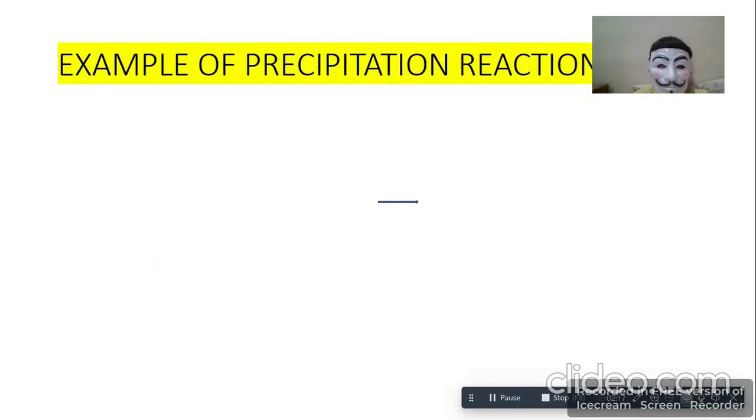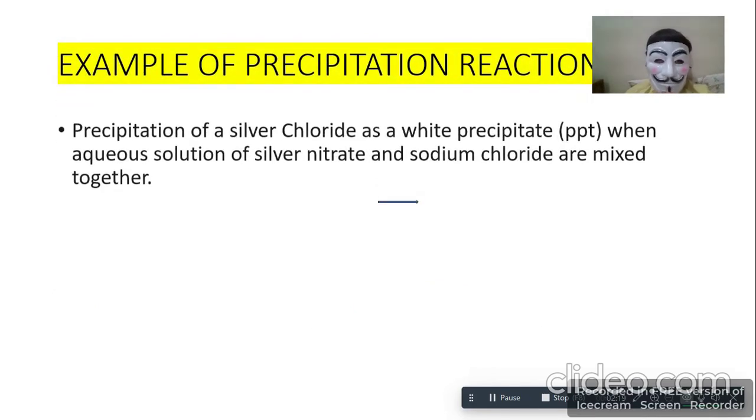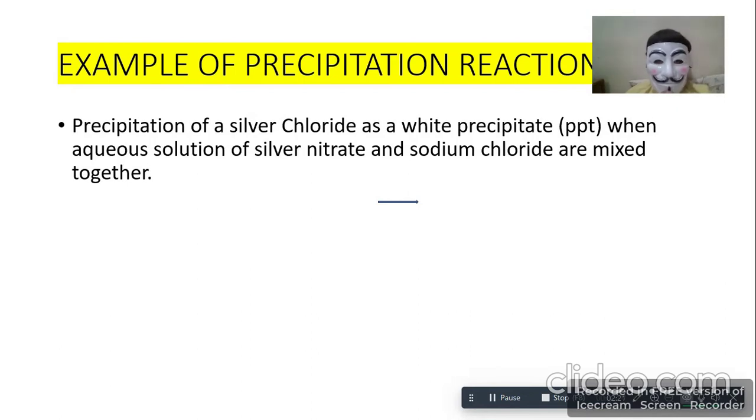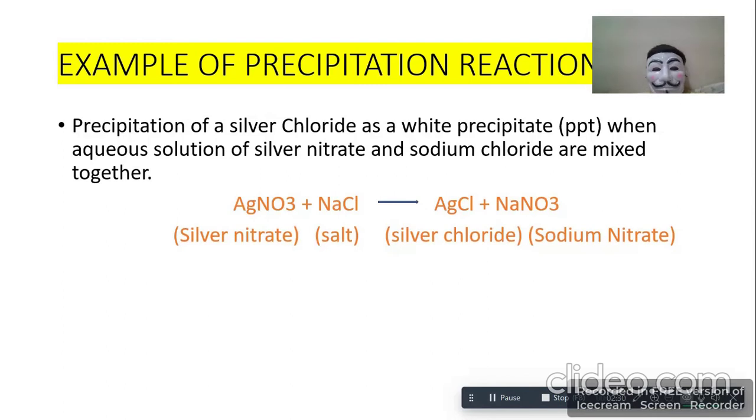Now let's see some examples of precipitation reaction. Precipitation of silver chloride as a white precipitate, PPT, when aqueous solutions of silver nitrate and sodium chloride are mixed together. So AgNO3, silver nitrate, plus NaCl, which we all know as common salt or sodium chloride, will give rise to AgCl, which is silver chloride, plus NaNO3. Na is sodium and NO3 is nitrate, so sodium nitrate.